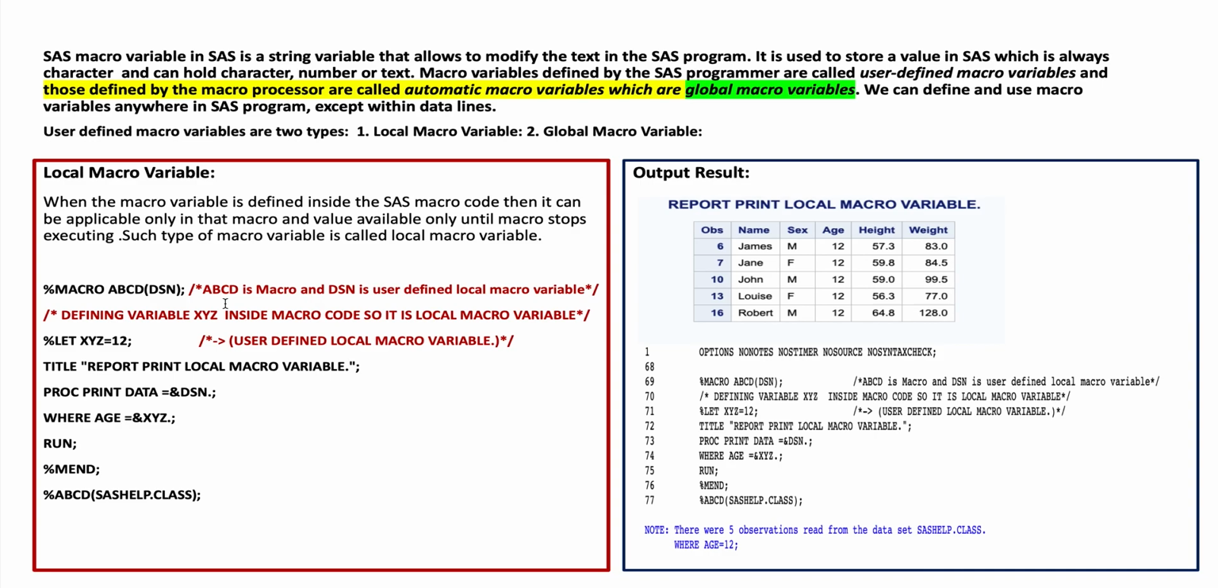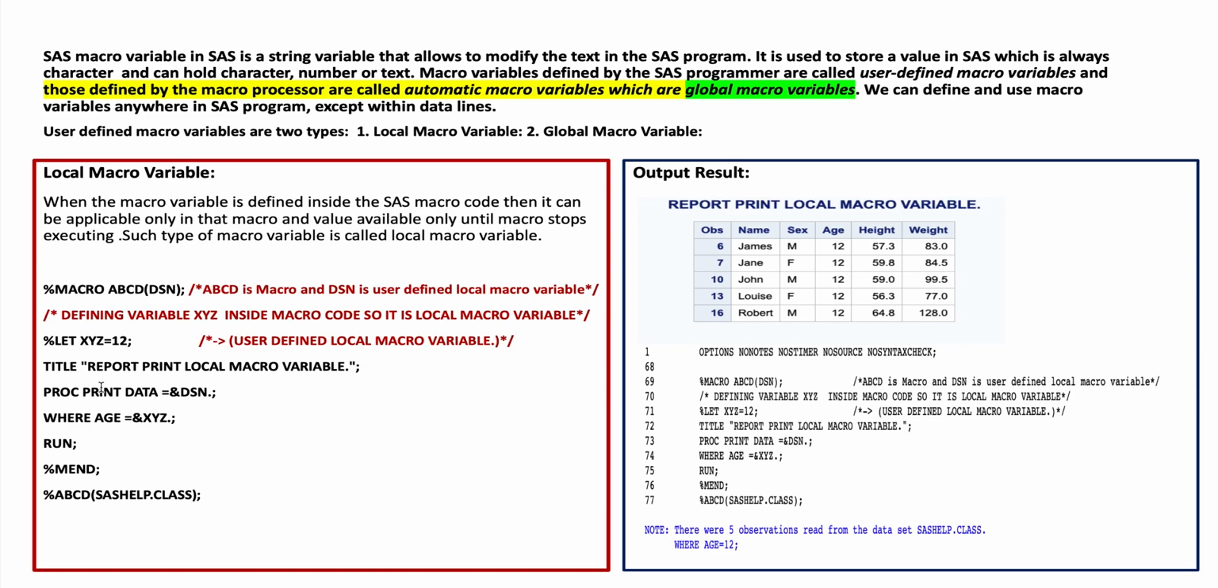A user-defined local macro variable DSN is used, and another local macro variable XYZ is used with the help of %let. %let XYZ equals 12. That means a local macro variable is defined inside the macro, and we are going to print a report.